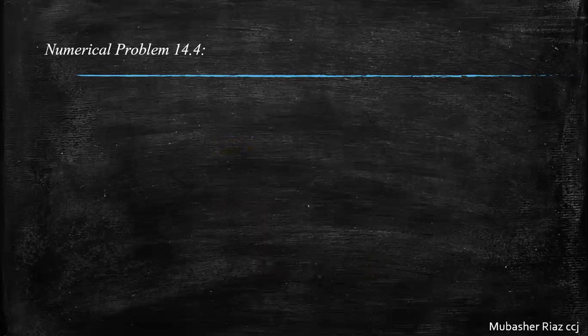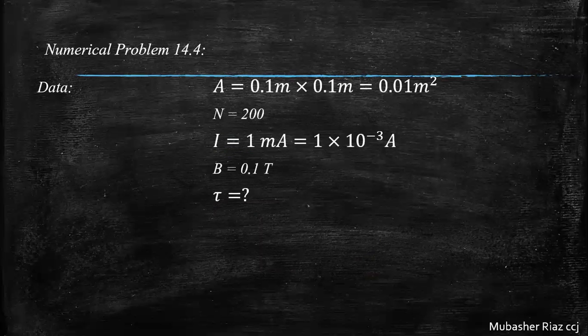Question number 4. There is a coil having area 0.1 meter by 0.1 meter. This is the area of the coil, having number of turns 200, and the current passing through that coil is 1 milliampere, placed in a uniform magnetic field of 0.1 Tesla. So find the torque produced in that coil. आपने उस coil में produce होने वाले torque को calculate करना है.